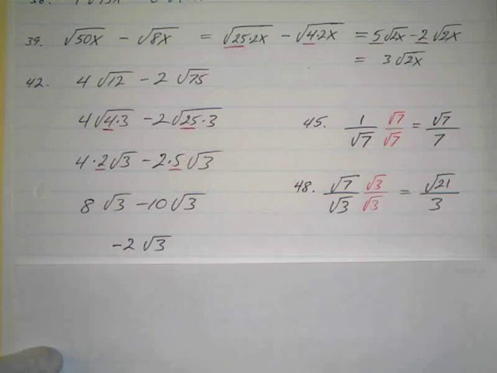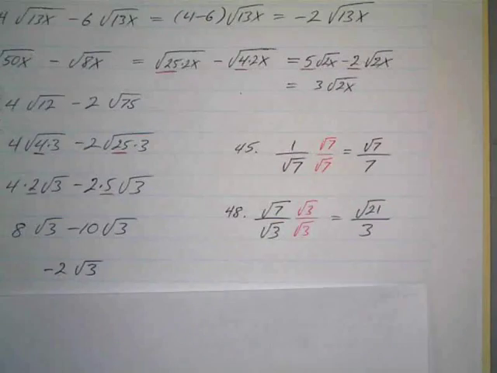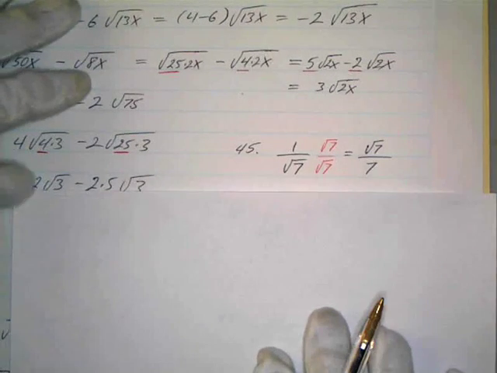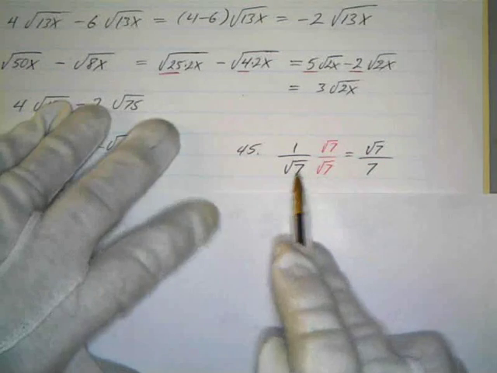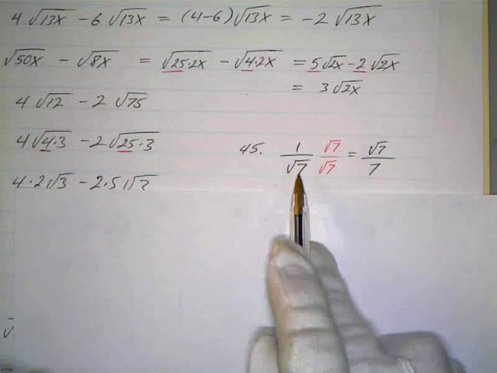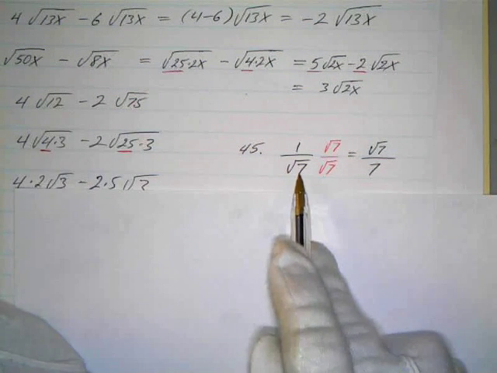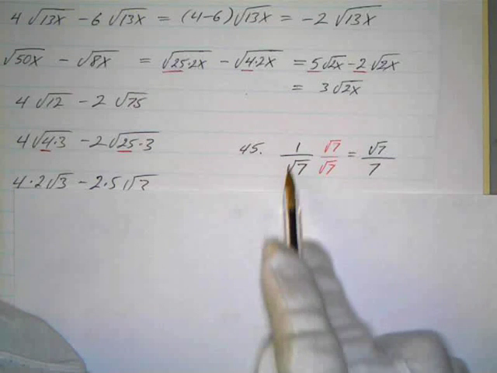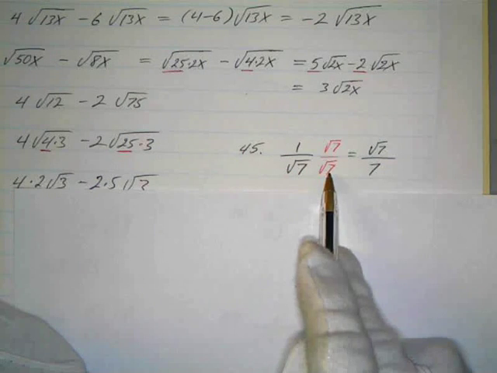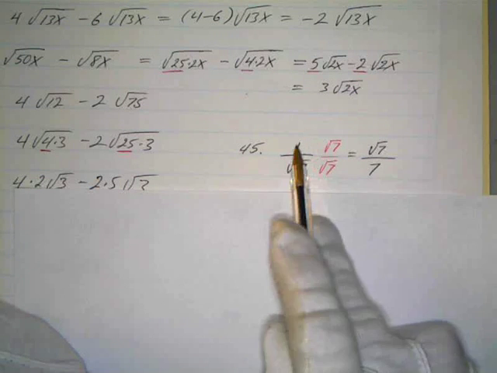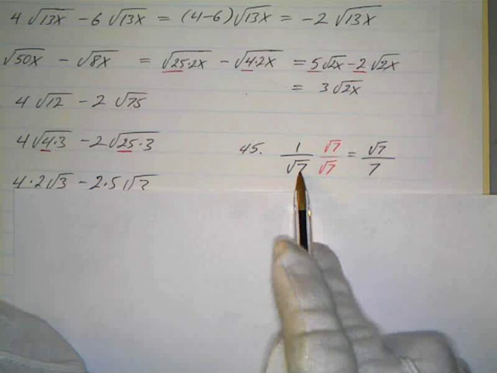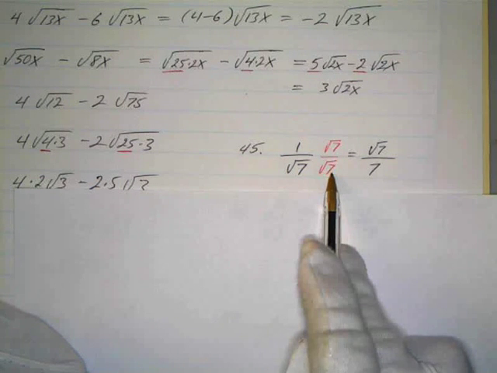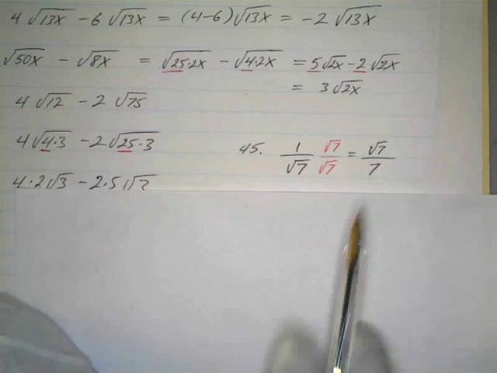Okay, number 45. This was just the square root of 1 over the square root of 7. And again, we have a radical in the denominator. I think that was a violation of no number 3, so I've got to rationalize that. So I just multiply the top and the bottom by whatever will make that into a perfect square easy enough. And the square root of 7 does that. So I got 1 times the square root of 7, and the square root of 7 times the square root of 7 is the square root of 49, which is 7.